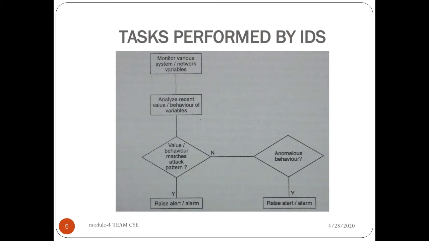If it is no, then we check whether anomalous behavior is detected. If yes, then it is going to raise the alarm or the alert. If anomalous behavior is not there, then the traffic is going to be allowed.